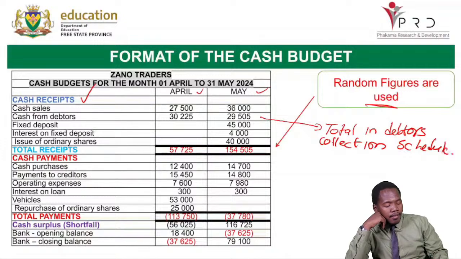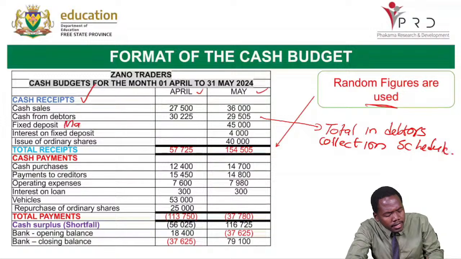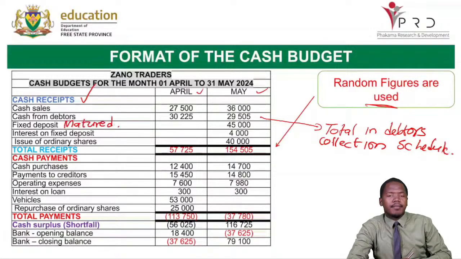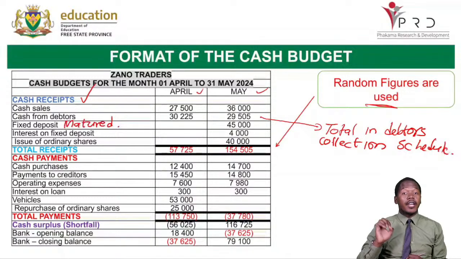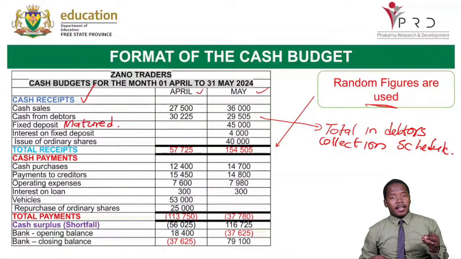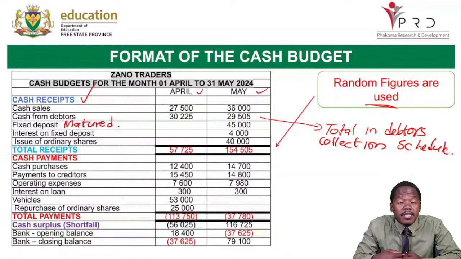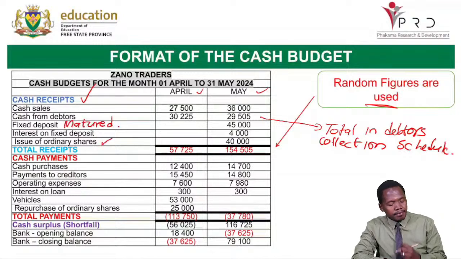Okay, cash receipt. Right, now there could be items such as fixed deposit. So this could be fixed deposit that matured. So if the fixed deposit is maturing, then it becomes a receipt to the business. Then it goes to whatever month where it matured. Now, and then also we may have interest on fixed deposit. It's also part of the receipt. Most importantly, if the cash budget is for companies, then we may have items such as the issue of shares. So we may have that.